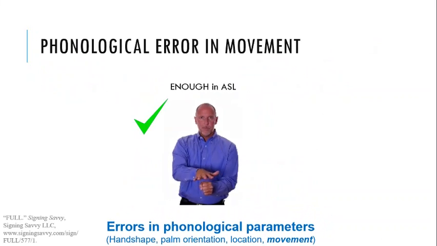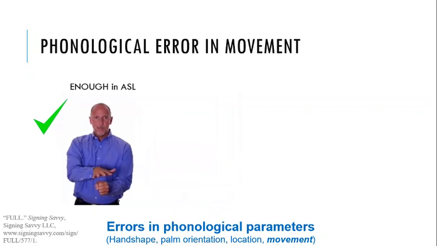An SLP describes a 5-year-old who is attempting to sign enough, but instead the dominant hand moved in the opposite direction, toward the body rather than in an outward motion. This produced something closer to the sign for full.